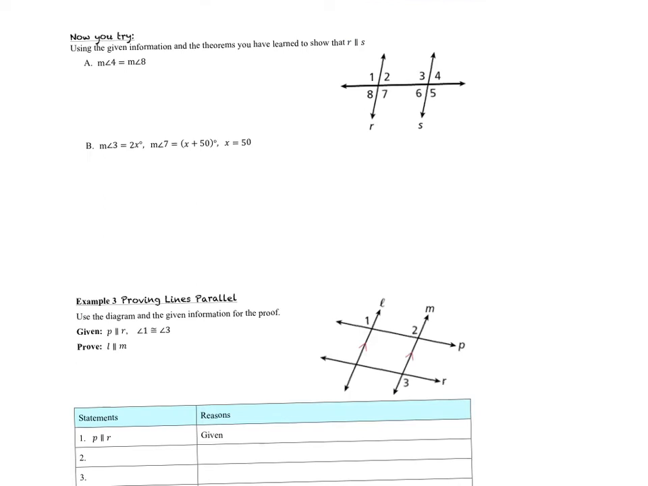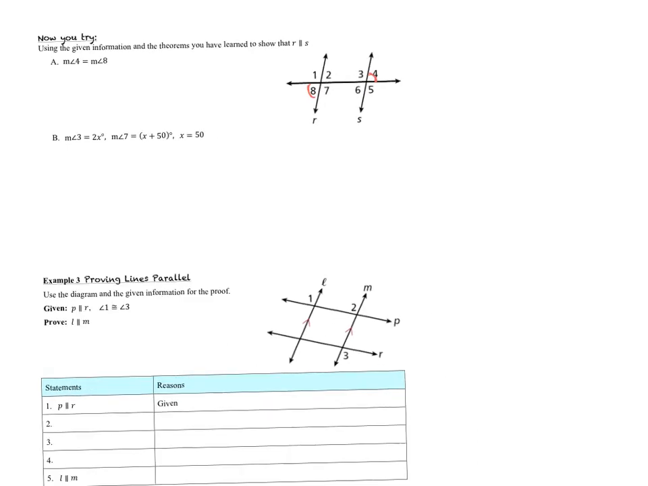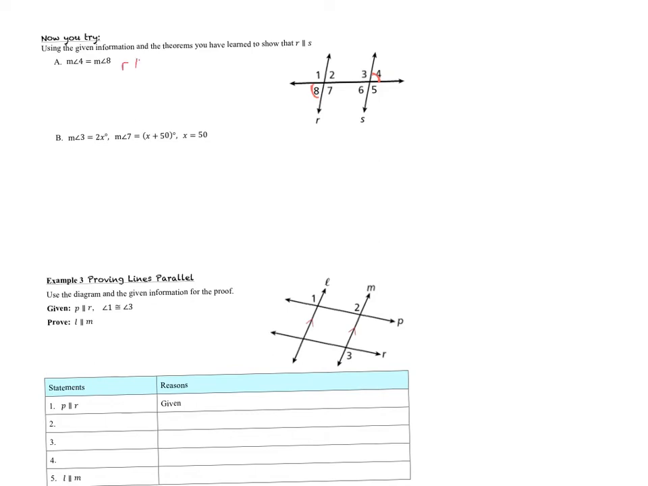Here's a couple more for you to try. If you want to pause the video, try it, and then hit play when you're ready to see me do out the work. Okay, the measure of angle 4 equals the measure of angle 8. So angle 4 is congruent to angle 8. Since they're congruent and they're alternate exterior, these lines are parallel. Line R is parallel to line S by the converse of the alternate exterior angle theorem.